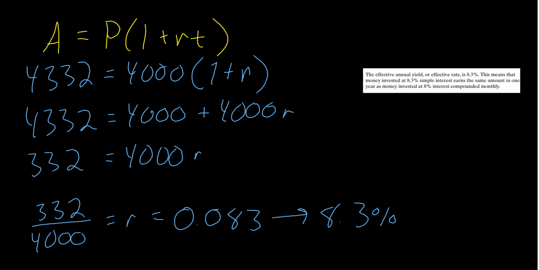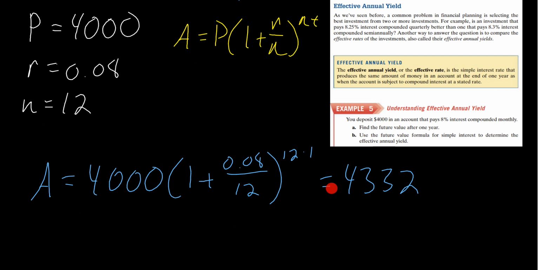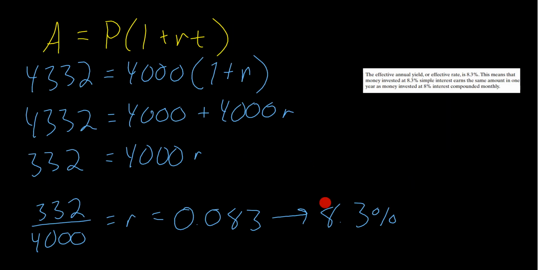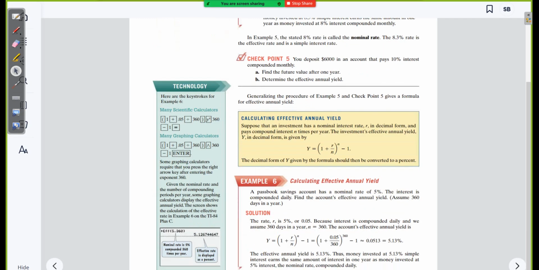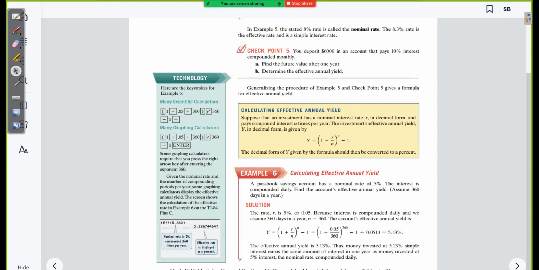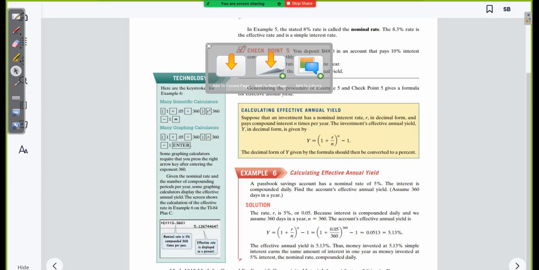Okay, so what we're doing, again, we're just figuring out, okay, so this is the money I get compounding it monthly. What rate do I have to have in order to compound it continuously to match that? And well, it's 8.3%. Okay, and then lastly, we're going to talk about calculating effective annual yield. We're going to assume that there are 360 days in a year.